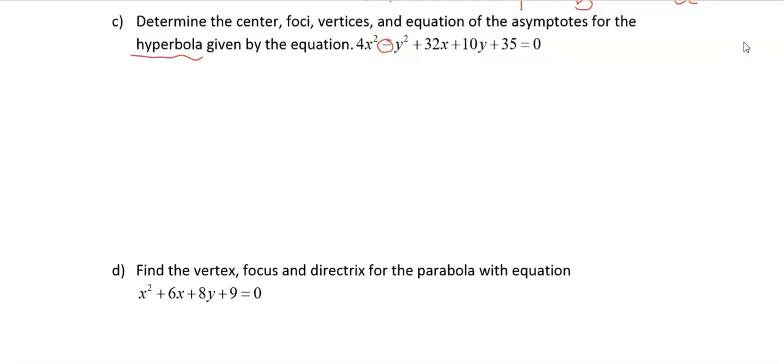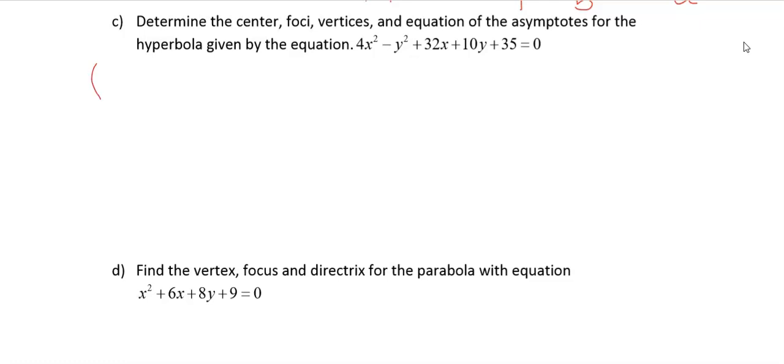Okay, so here's what we're going to do. We're going to attack this general equation, where we have to find things like the center and the foci and the vertices and the equations of the asymptotes. I'm going to leave all that for you to try, but we're just going to change over that equation from the general form back into a form where we can answer those questions, right? So here's what we do. We basically start it the same way that we started the ellipse.